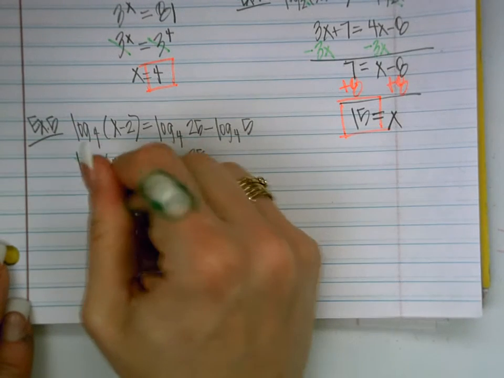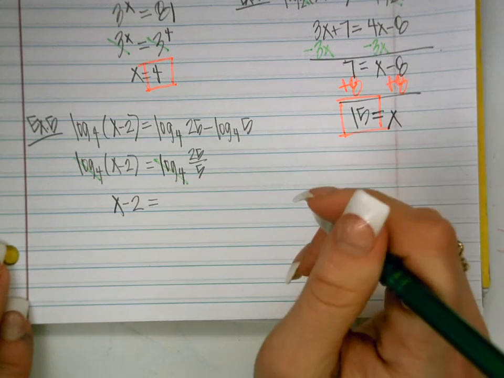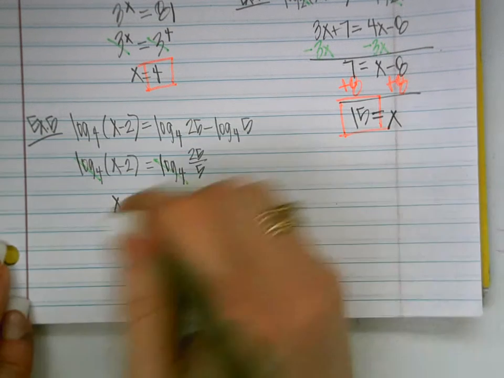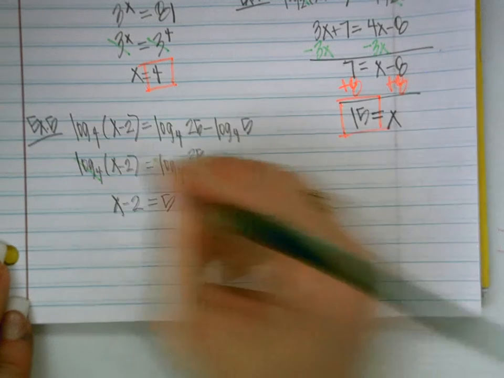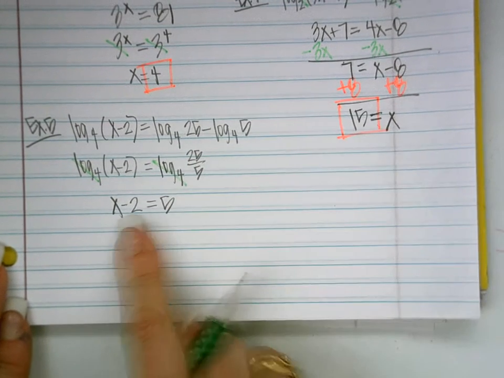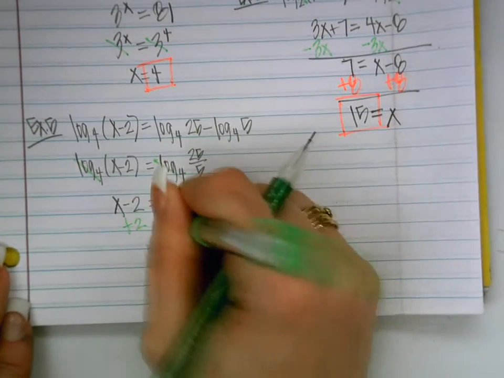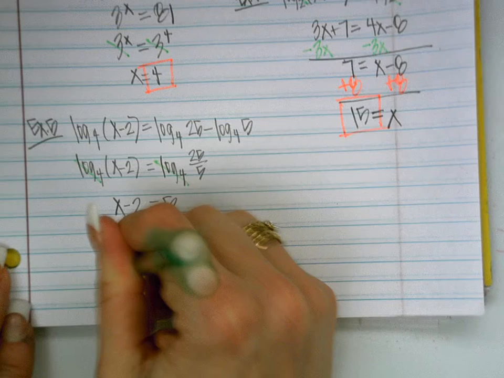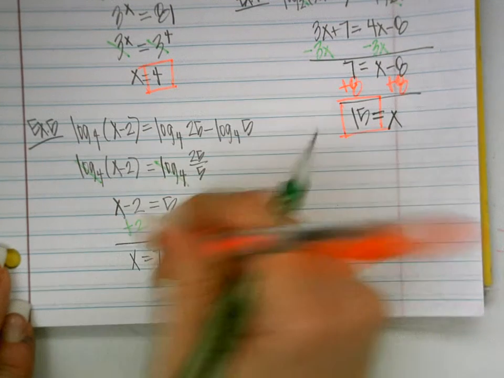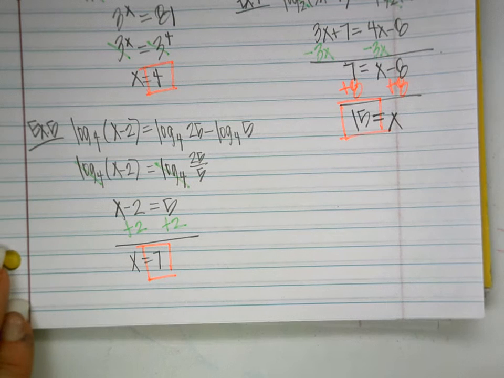So x minus 2 equals, what's 25 divided by 5? Not subtract, but 25 divided by 5 is 5. Okay, be careful that you're not actually subtracting those, but you're dividing. Then we're just going to solve. So add 2 to both sides, and we should get x equals 7. That's your answer. Anybody have questions so far?